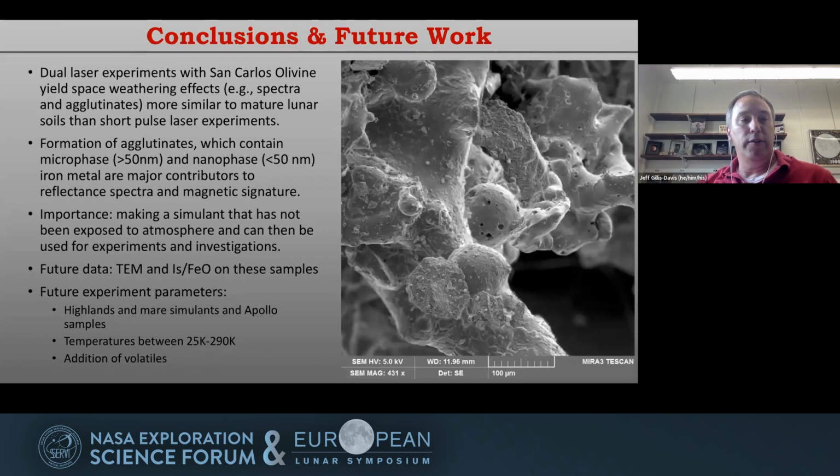And then for our conclusions, with the dual laser experiments and only using San Carlos olivine, we are pretty well reproducing things. We're able to form agglutinates, and the big takeaway is that once we create these under vacuum, we can do other experiments, and we're still waiting to get some TEM and Is/FeO values for these materials.